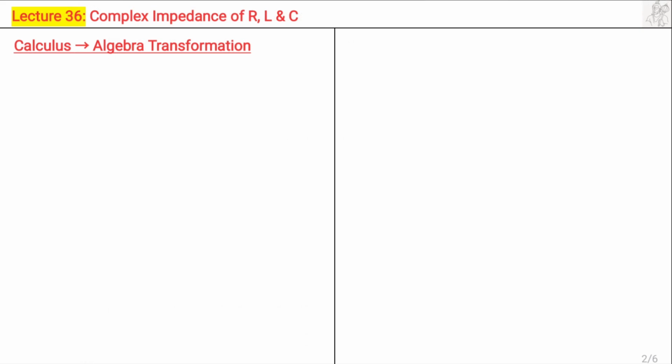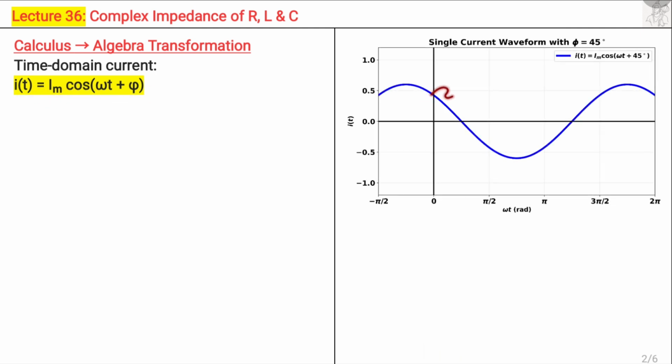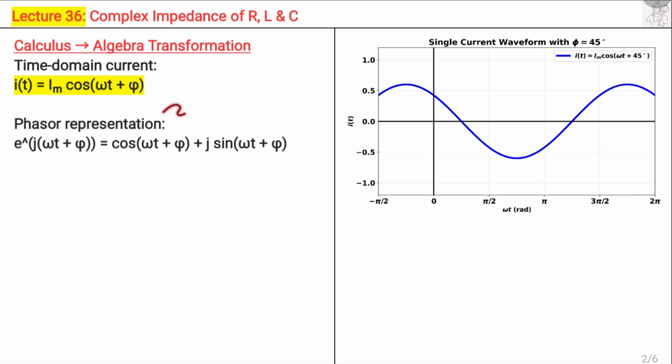Calculus to algebra transformation. Now the time domain current can simply be written as the instantaneous current equal to Im cos(omega t plus phi). The wave format of this equation is represented like this. Now this equation can be represented in phasor format. As per Euler's identity, e raised to power j(omega t plus phi) is cos(omega t plus phi) plus j sin(omega t plus phi).